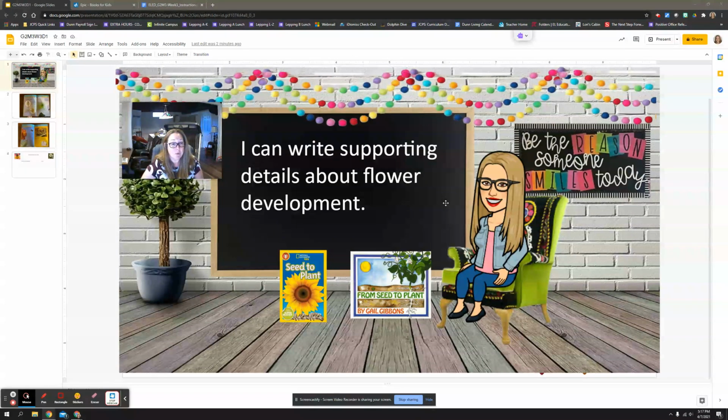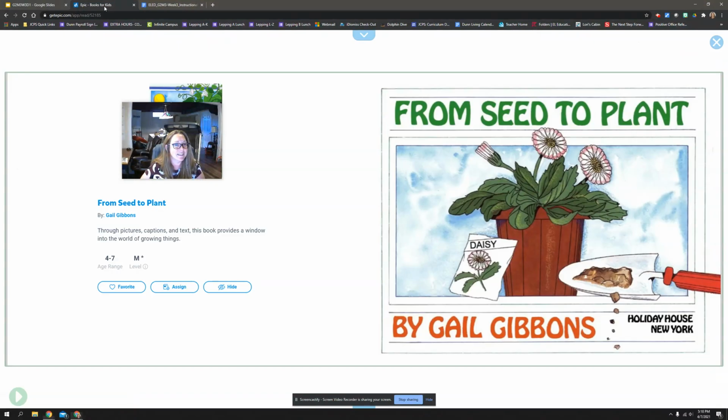Well, today's learning target says I can write supporting details about flower development. So that's exactly what we're going to be talking about today: how do flowers develop? How do they grow? And the most important question we're going to ask ourselves today is how do we get the fruits, flowers, and vegetables we enjoy? You've been learning lots and lots of information about plants that are going to help you answer this question today. And now we're going to take a look in this book and see what other information we can find.